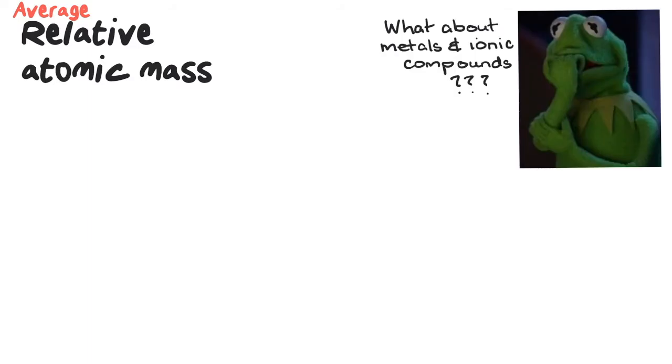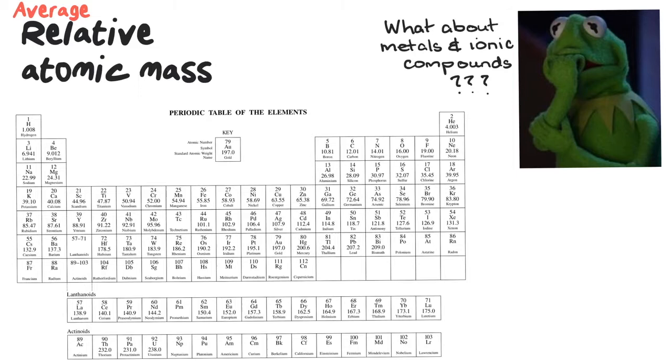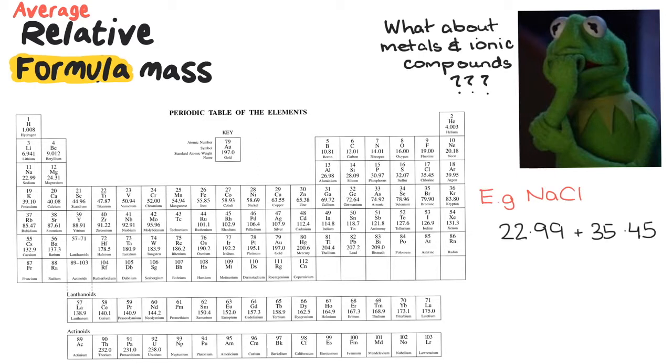Now you're probably wondering what happens if you need to calculate the relative atomic mass for metals or ionic compounds, because the formulas only represent simple whole ratios and not standalone molecules. It's pretty simple. Just do the same thing, but it's called relative formula mass. For example, sodium chloride. Add the mass in the correct ratio and bam!